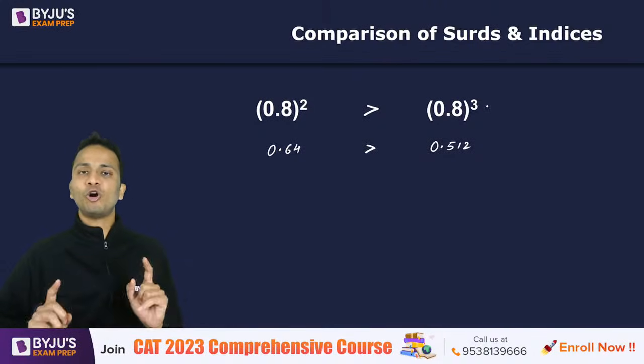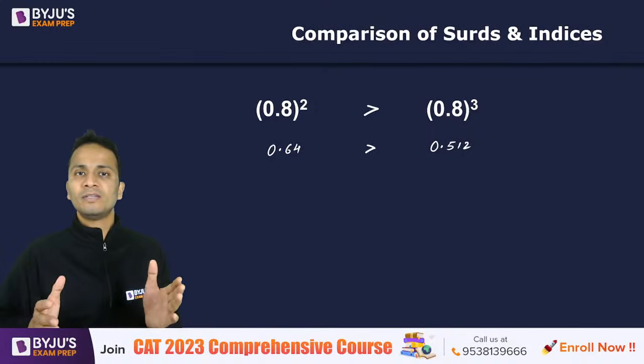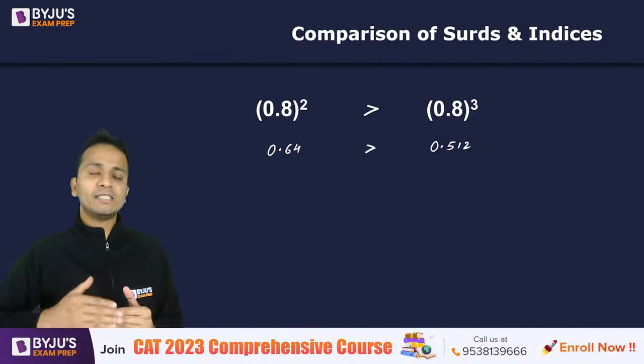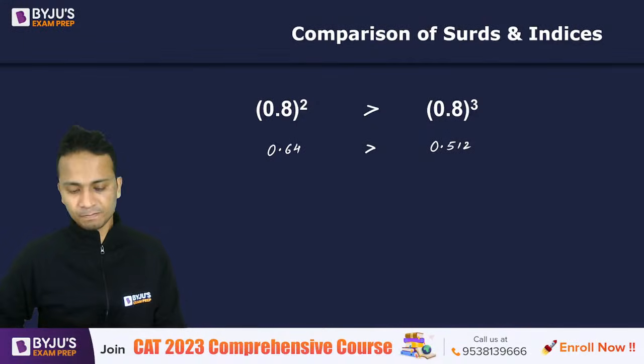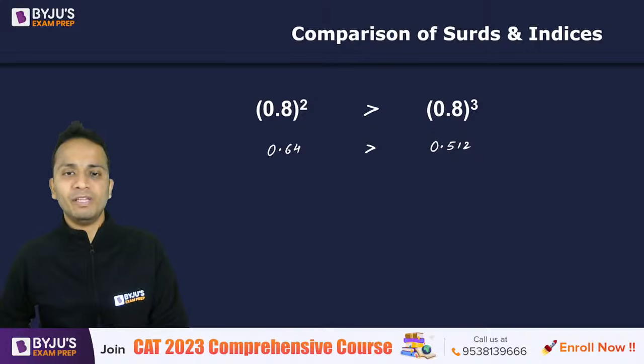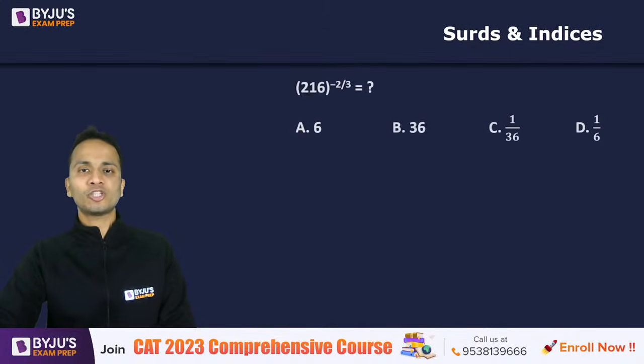I'll repeat, for all the bases which are lying between 0 and 1, if I look at the higher powers, then the value will keep on decreasing. Higher the power, lower will be the value. All right. Okay. Let's move on and look at the next question.